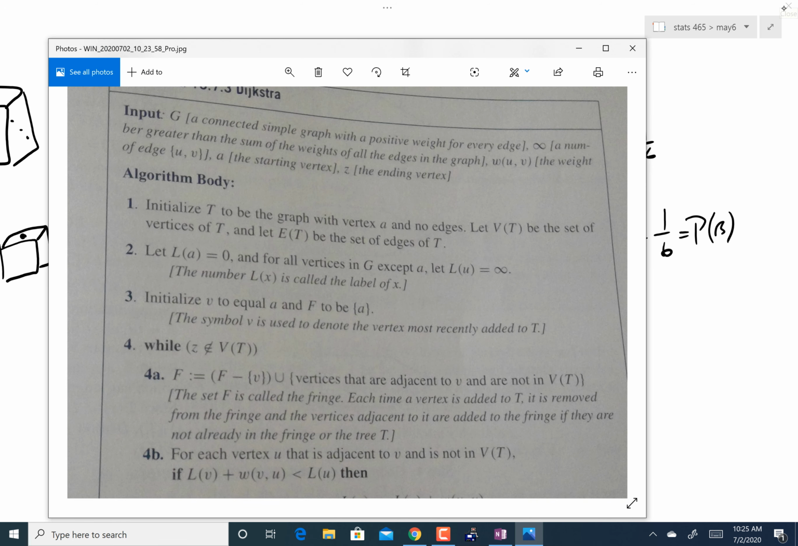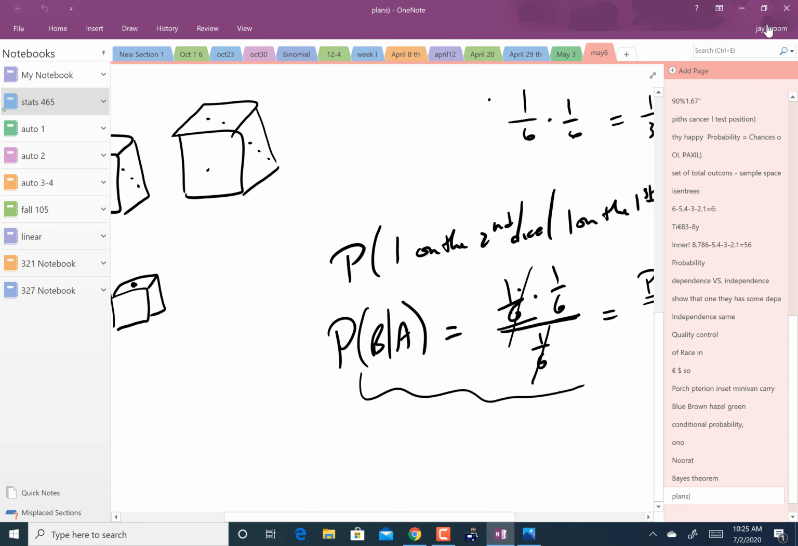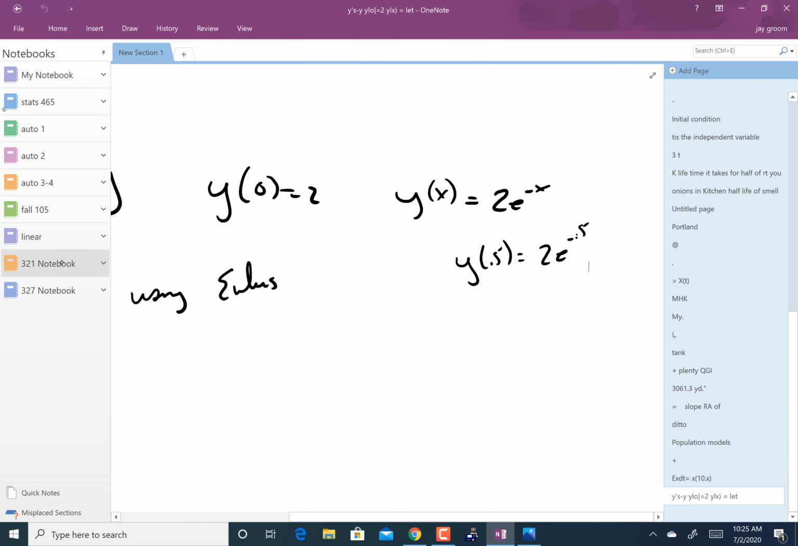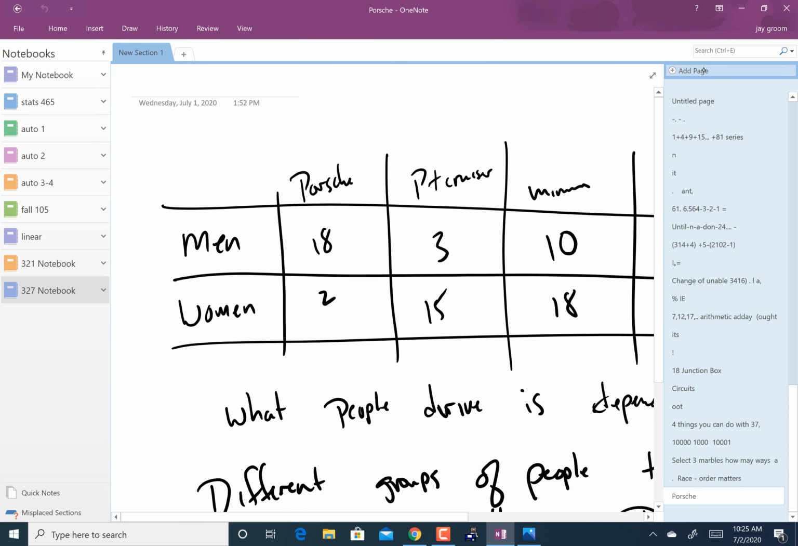Okay, so in this video we're going to be talking about Prim's algorithm, but we're going to do Dijkstra's algorithm first. I was going to make a video.